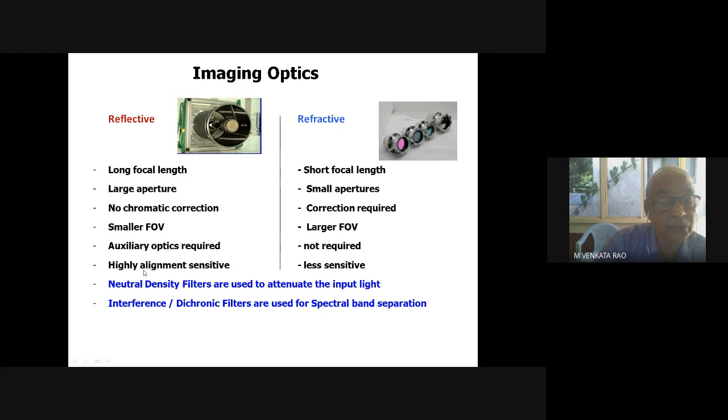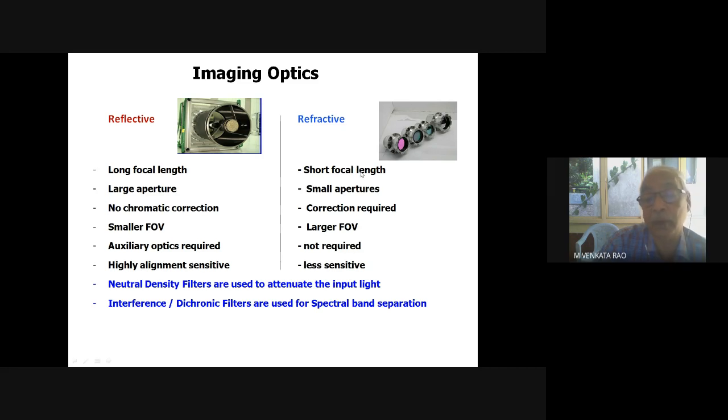Sometimes auxiliary optics is required. The alignment is highly important, mechanically and design wise. Between this mirror and this mirror, if there is a distortion, the whole image quality will suffer. That's very important in this type of design. These are our refractive lenses.